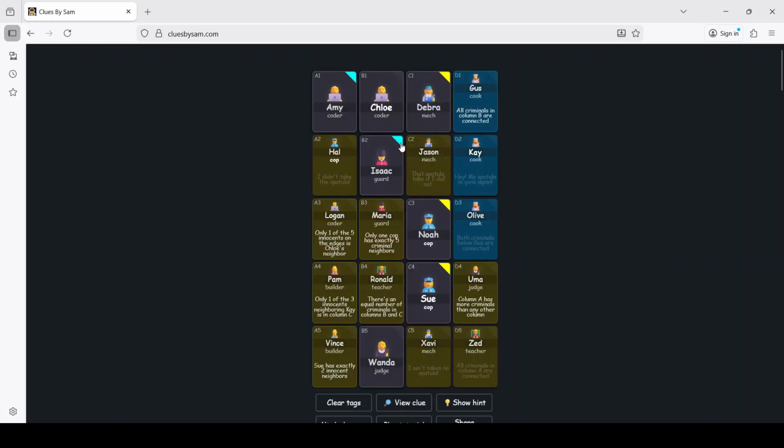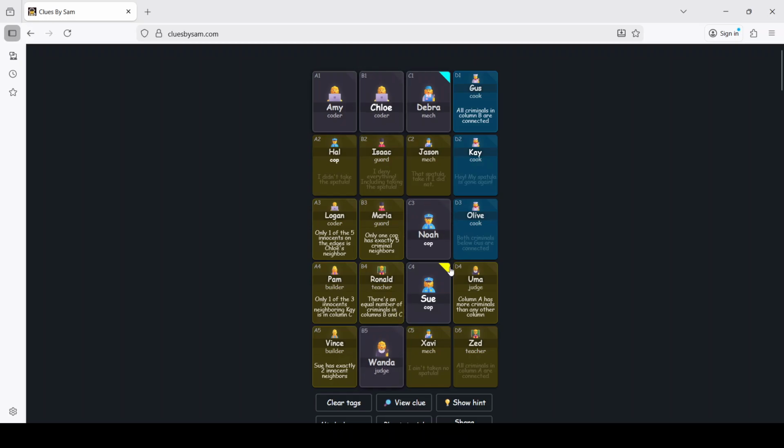What about if Isaac is innocent? Okay, Sue does still need to be a criminal here, but we have a bit more leeway with some other possibilities, though actually Chloe would have to be innocent here and Wanda would have to be a criminal. So that tells us we need 2 innocents in column C. Well, that's not possible because we would be giving K too many innocent neighbors. So Isaac does have to be a criminal.